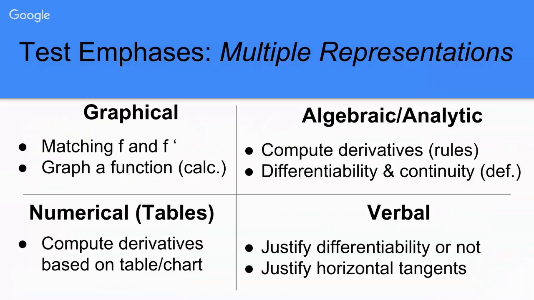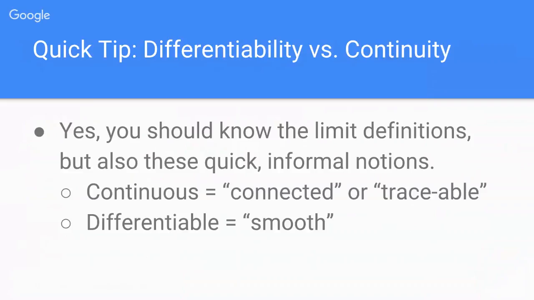But for graphing, you want to know matching f and f prime and how to graph a function. Analytically, you want to be able to compute derivatives with the rules. You want to know differentiability and continuity, those definitions. And it's possible you need to know the definition of a derivative as well. Table problems, we did do a couple in class where you had to compute derivatives based on a chart. And then verbally, you might have to justify differentiability or not. You might have to justify horizontal tangents. You might have to explain a matching question, things of that sort.